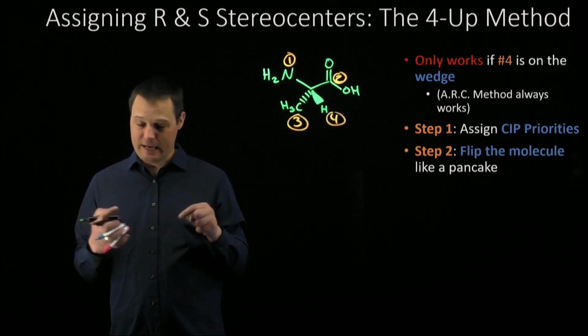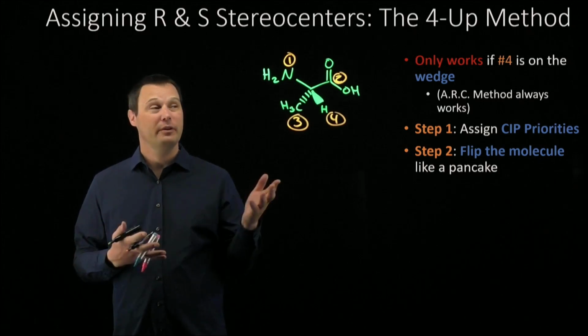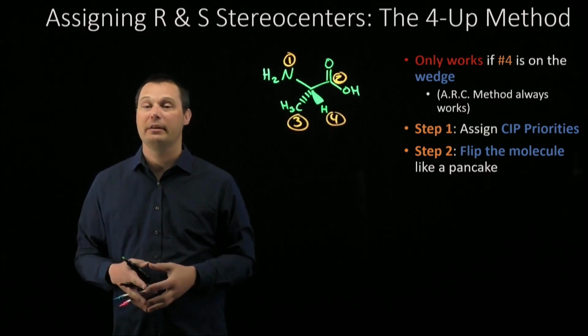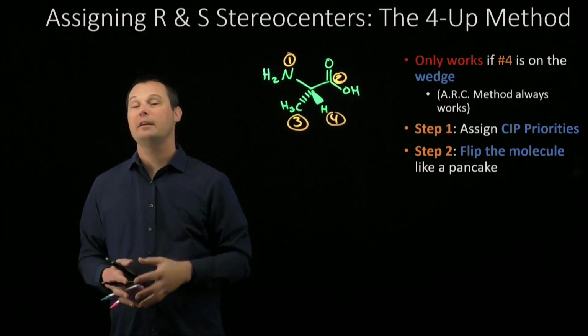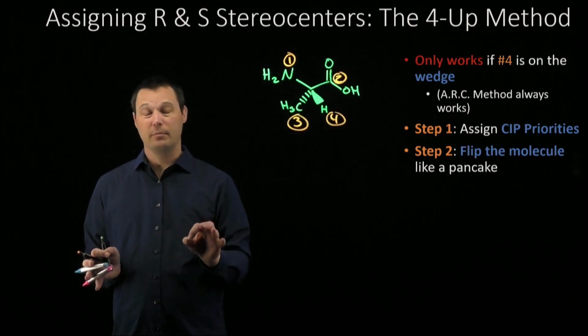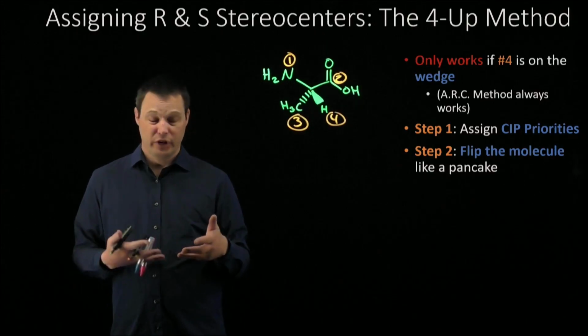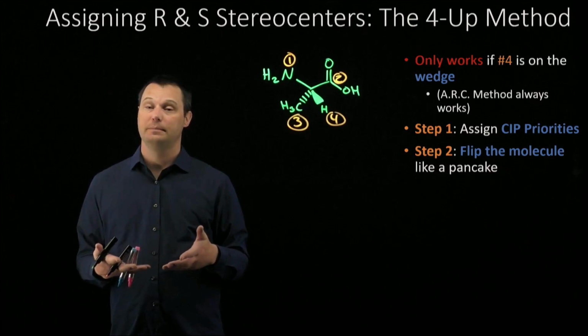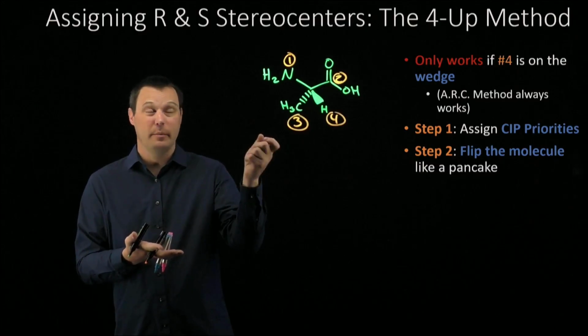Being able to rotate and manipulate molecules is a very important skill in organic chemistry. And if you need a refresher on how to do that, I have a series of videos that I'll link to down below. For step 2, we're going to imagine lifting this molecule up and flipping it over like a pancake. Let me make a very important point here. We are not changing the molecule. All we're doing is changing our perspective of the molecule. In fact, we can't change the molecule. If we change the molecule, the R and S label might change completely.